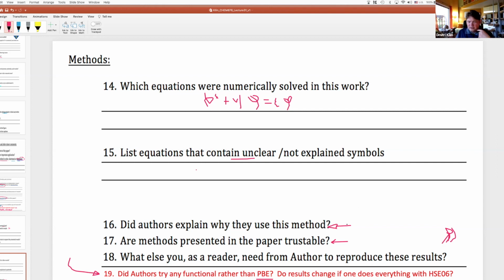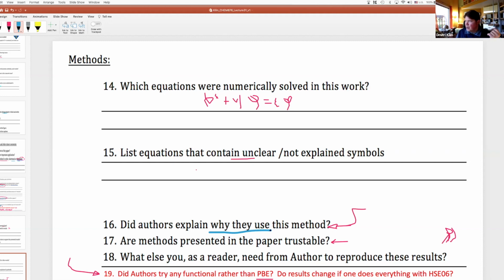Another question that we kind of left free: a very critical reviewer may ask why the author selected a certain method. For example, why do you use DFT rather than force field molecular dynamics? And the answer is that force field doesn't allow bond breaking and bond formation. I'm just giving an example.